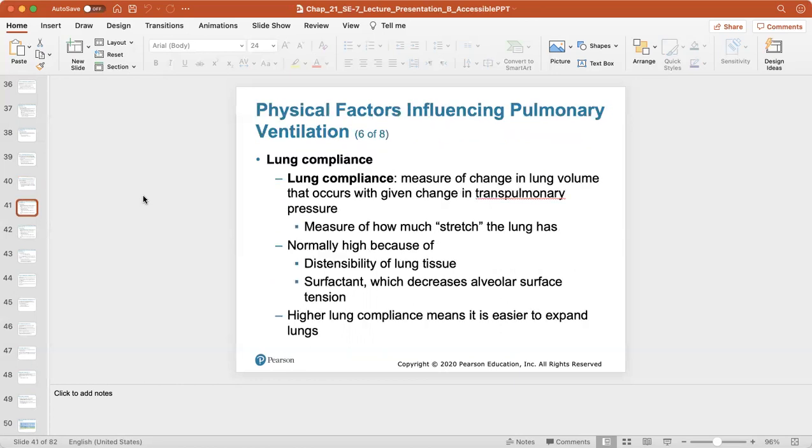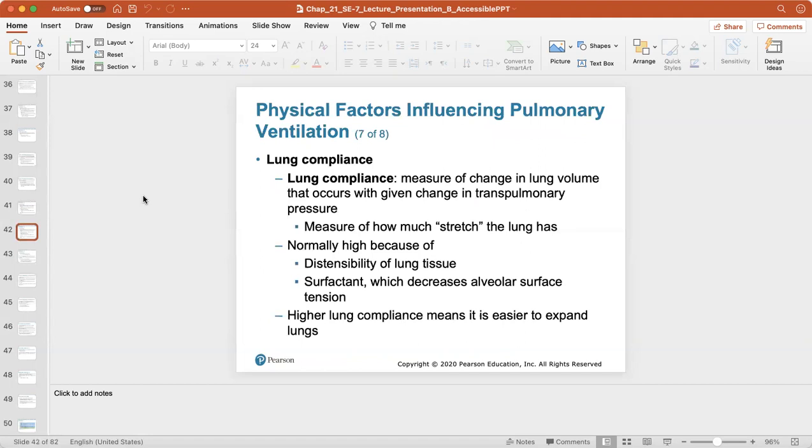And then lung compliance is our third physical factor influencing pulmonary ventilation. Lung compliance is a measure of change in the lung volume that occurs with a given change in transpulmonary pressure. It's a measure of how much stretch the lung has. It's normally high because of the distensibility of the lung tissue and surfactant, which decreases alveolar surface tension, and higher lung compliance means it is easier to expand the lungs.